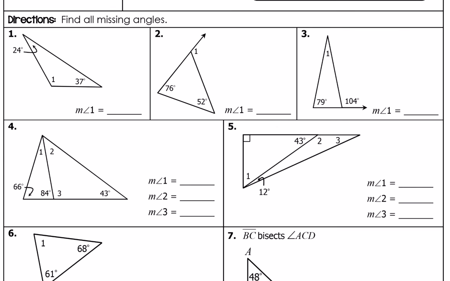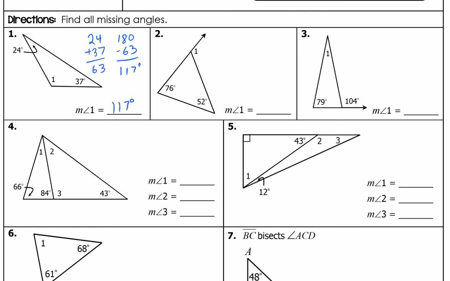Alright, now let's look at a few examples with this. First off, number one, we have three interior angles, so we need to find out what the measure of angle 1 is based off of this. All three of these angles have to add up to 180 degrees. So the easiest way to find this is to add these two angles together, 24 plus 37, giving us 63 degrees. Then subtract that from 180, and that gives us 117 degrees for the measure of angle 1.